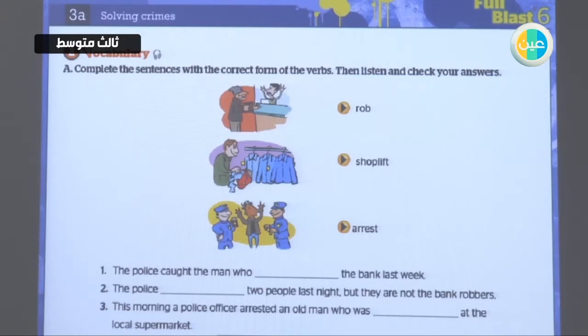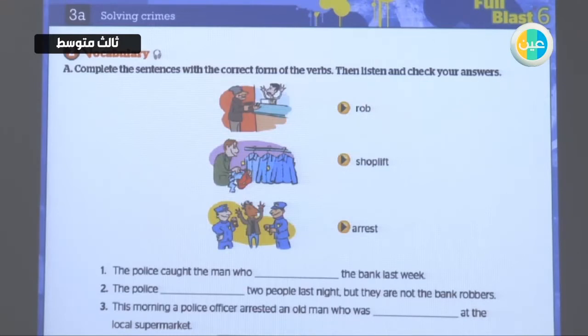Module 3, Challenge. 3A, Solving Crimes. 2, Vocabulary. A, complete the sentences with the correct form of the verbs. Then listen and check your answers.